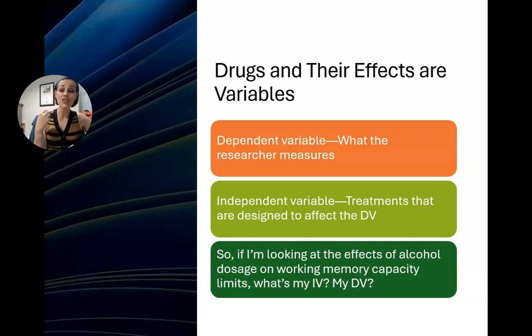They vary, hence they're called variables. And we can have what is called a dependent measure, what the researcher is measuring, and we can have an independent variable. These are treatments that are designed to affect the dependent variable. So for example, if you're interested in alcohol research, you might be interested in the effects of different doses of alcohol on things like working memory capacity. So my independent variable would be how much alcohol I'm getting. I am directly manipulating that to see how it affects working memory. And then what I am measuring is working memory capacity.